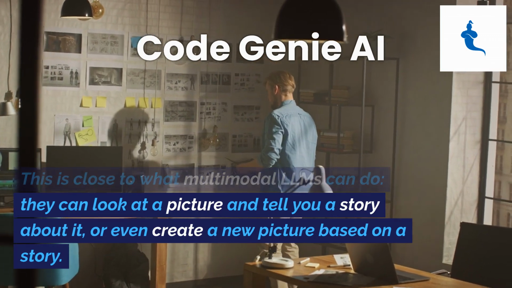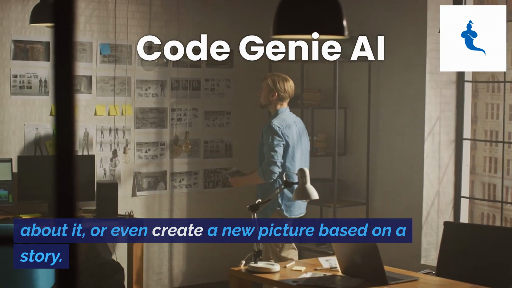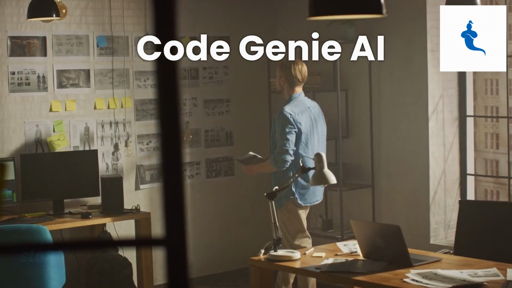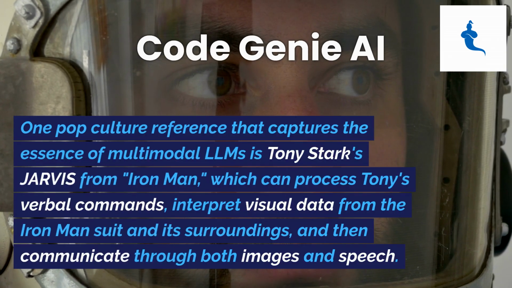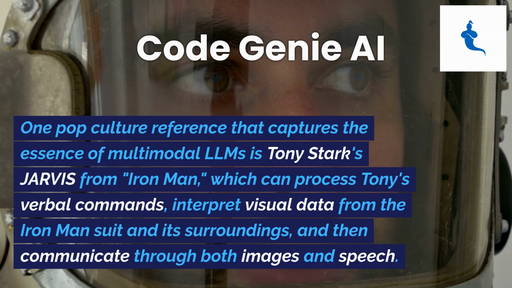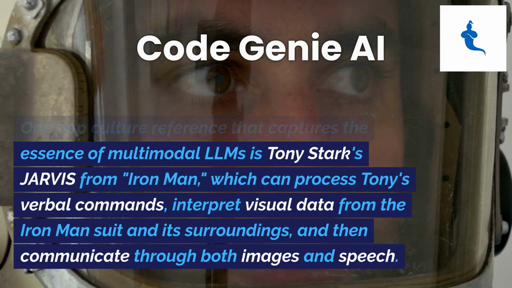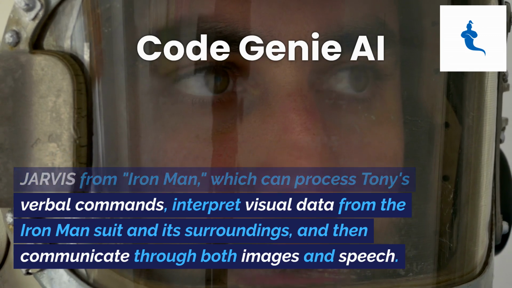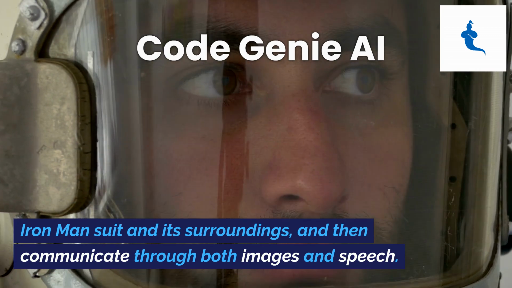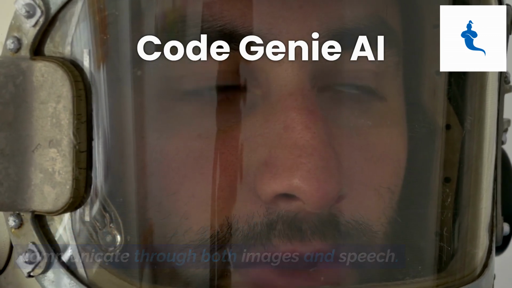They can look at a picture and tell you a story about it, or even create a new picture based on a story. One pop culture reference that captures the essence of multimodal LLMs is Tony Stark's Jarvis from Iron Man, which can process Tony's verbal commands, interpret visual data from the Iron Man suit and its surroundings, and then communicate through both images and speech.